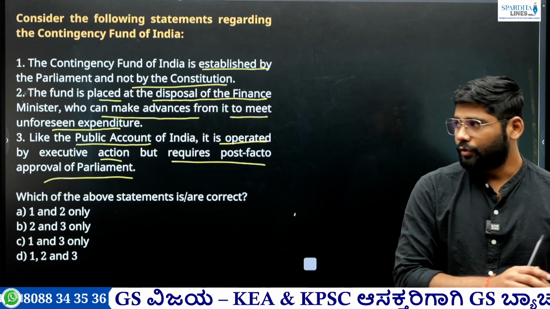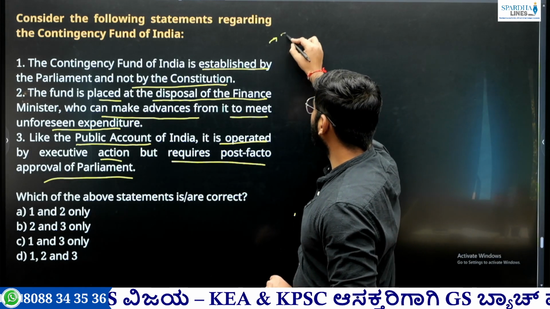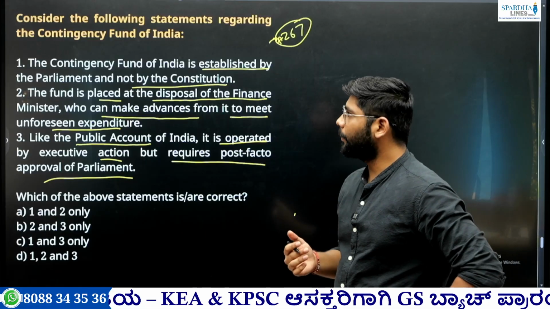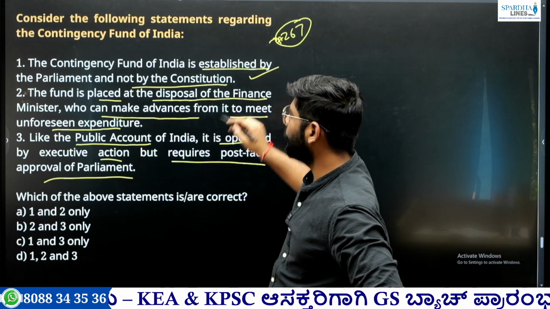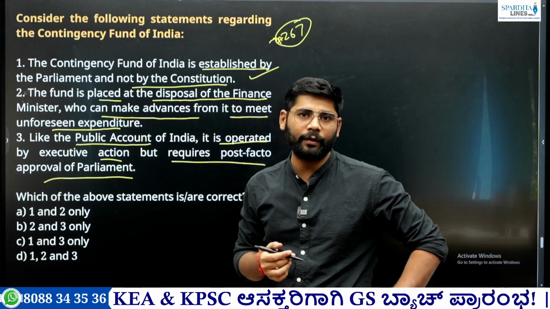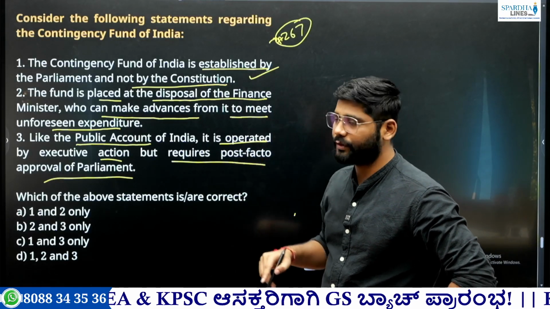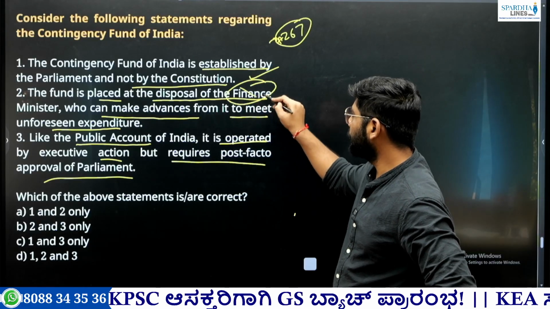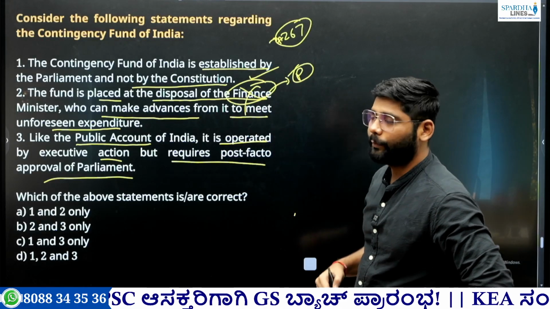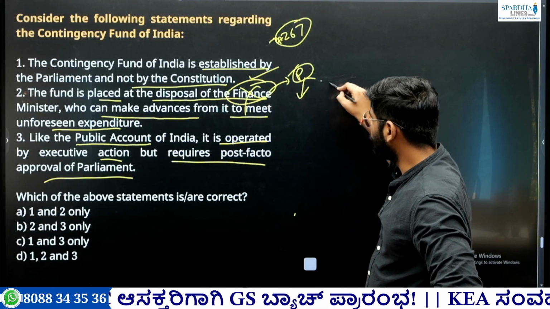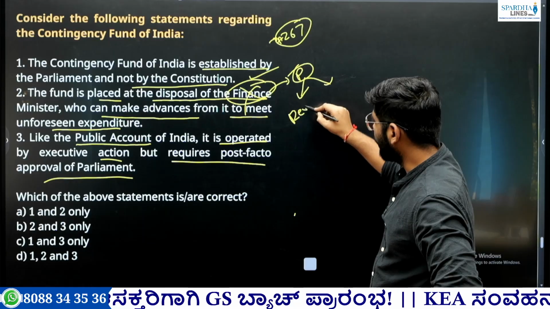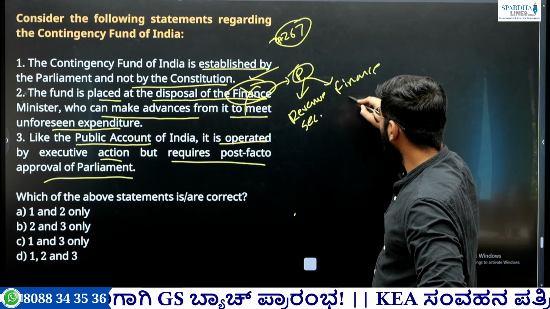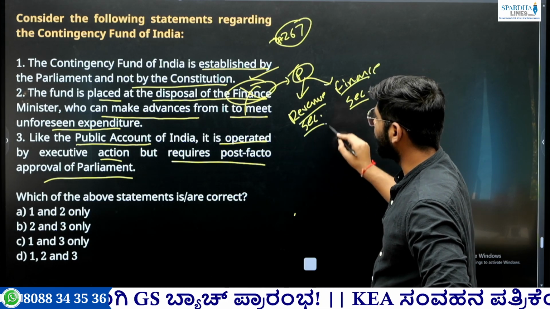When it comes to the Contingency Fund, it deals with Article 267 of the Constitution, which authorizes Parliament to establish the fund. So it is established by Parliament but not by the Constitution; the Constitution authorizes Parliament to establish the fund. Second, the fund is placed at the disposal of the Finance Minister. No, it is at the disposal of the President. And on behalf of the President, who will hold it? Two people will hold it: the Finance Secretary and the Revenue Secretary.